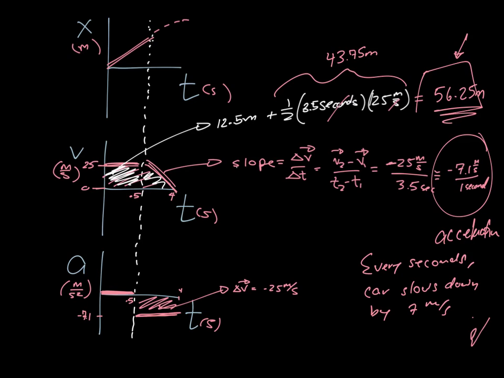Now I'm just rounding that number. And know that the area of our acceleration graph tells us our change in velocity. Our change in velocity is a negative 25 meters per second. And the area of our velocity graph is going to tell us our change in position. So on this graph here, from beginning to end, we're looking at about 56.25 meters. So that's kind of interesting.